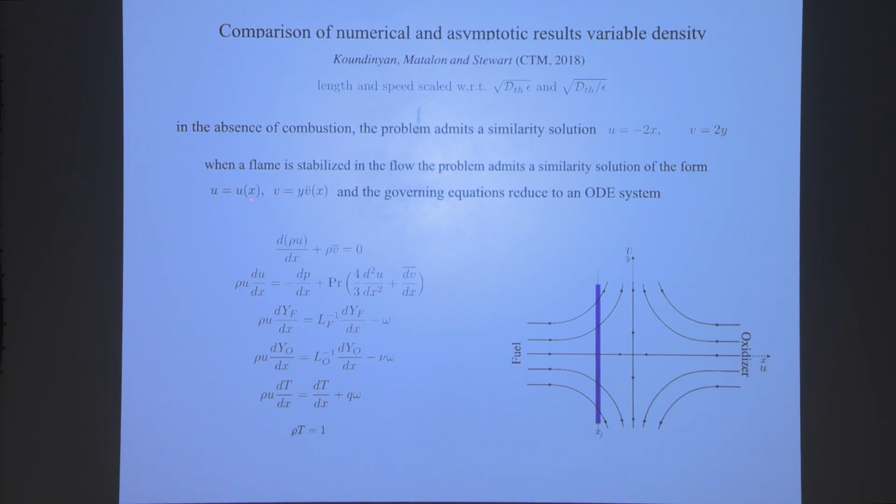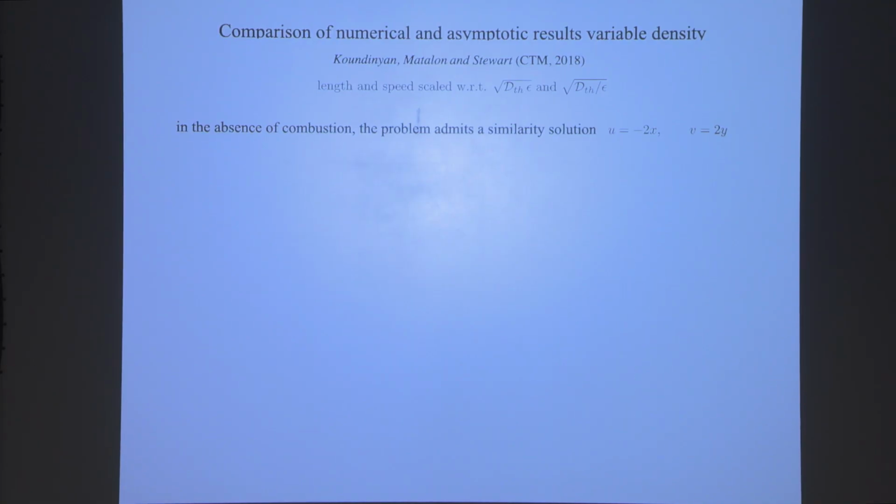that the axial velocity depends on x only, and the transverse velocity is proportional to y. So it can be written as u of x, y, v of x. When you substitute in the governing equations, you obtain a consistent mathematical problem that can be solved numerically. And essentially, this is what I want to describe to you. Note that in the absence of combustion, the answer is just 2x and 2y. The epsilon that I had before is just hidden in the scales.